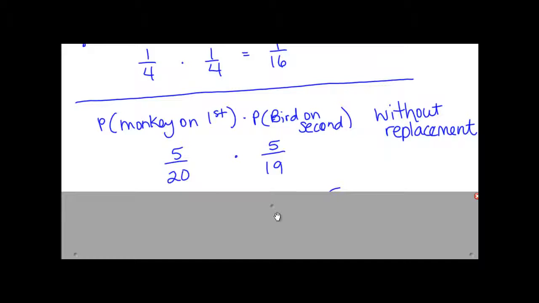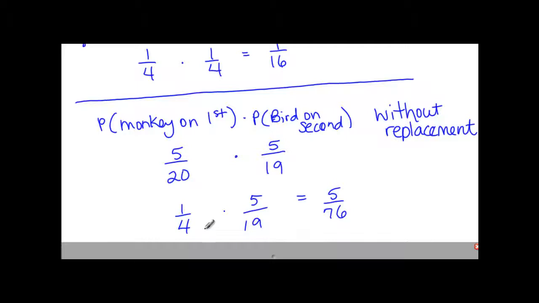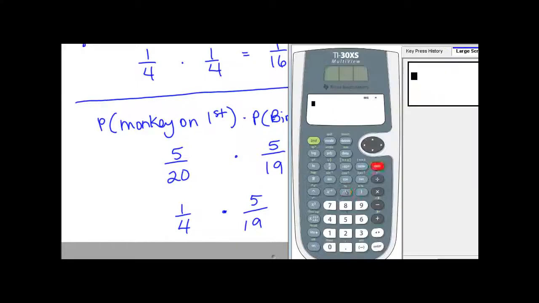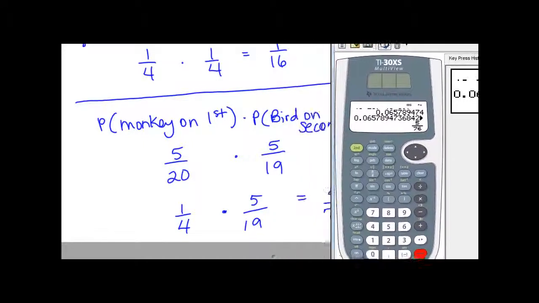So as we try to simplify before we multiply, 5/20 we said above would reduce to 1/4. 5/19 won't simplify, which would give me, multiplying across the top and bottom, 5/76. On the calculator, 5 divided by 20 times 5 divided by 19, I get the decimal form of that answer, and then if I change it back to a fraction, it'll give me that same 5/76.